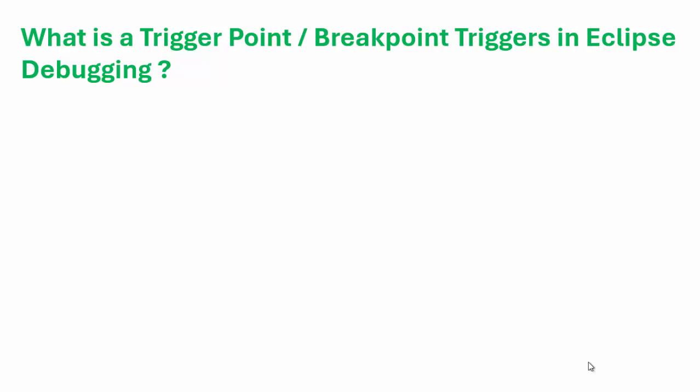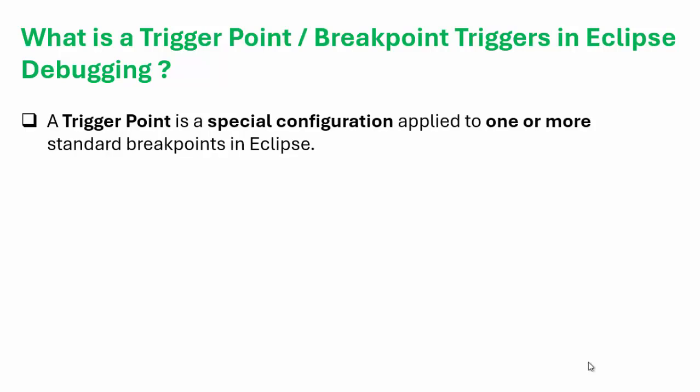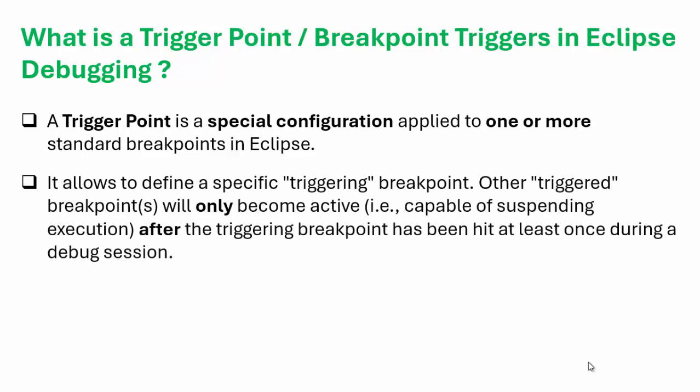What is a trigger point or breakpoint trigger in Eclipse debugging? A trigger point is a special configuration applied to one or more standard breakpoints in Eclipse. It allows us to define a specific triggering breakpoint.